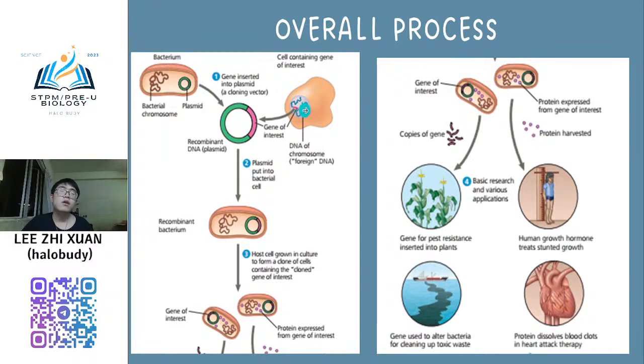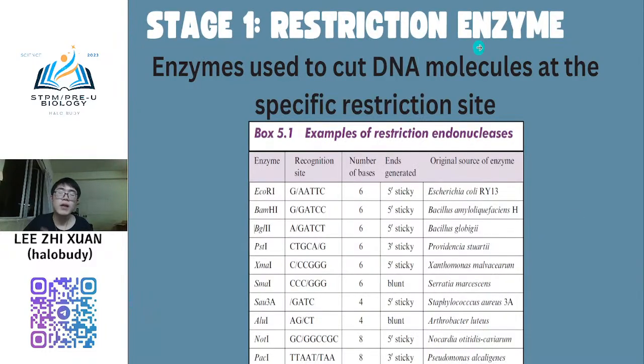Okay, so the first step, you need to isolate the plasmid and also the DNA first. Plasmid of the E. coli and also the DNA from donor cell. After that, you will use the restriction enzyme to cut the DNA molecule. Okay, bukan macam mana dia nak cut. Where does this restriction enzyme cut?